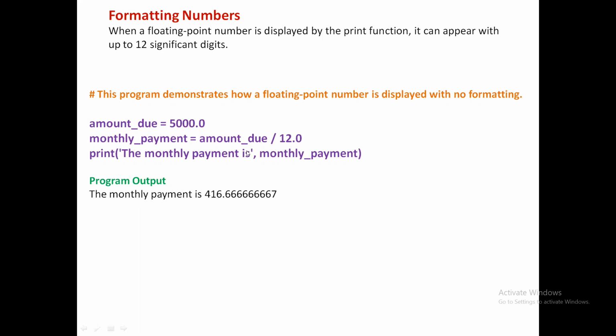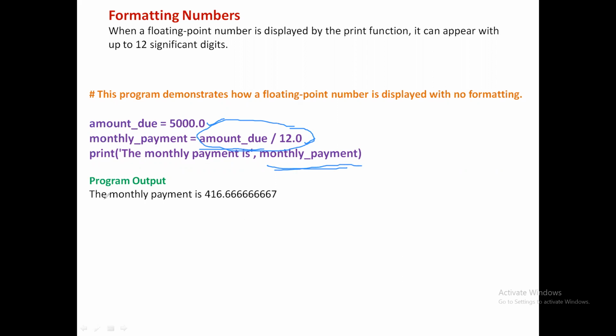This is a sample example of how a floating point number is displayed with no formatting option applied to it. So what is happening here? I am displaying the monthly payment using the print function, which is calculated as amount due divided by 12. Assuming the amount due is 5,000, it is divided into 12 months, which means the monthly payment is calculated. And the message is "The monthly payment is", and I am displaying the value.